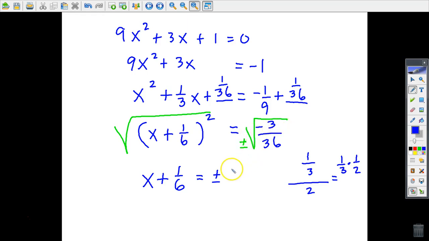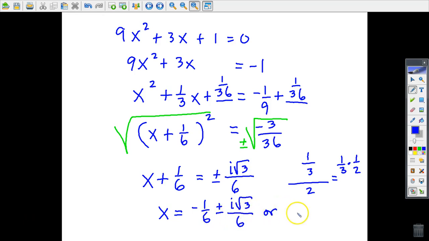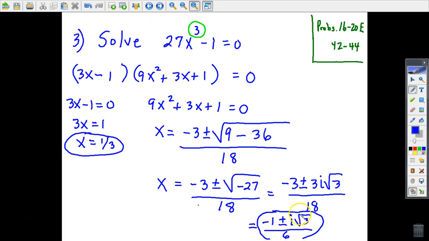the square root of negative 3 is i square root of 3. And the square root of 36 is 6. So to finish this off, I'm going to get negative 1/6 plus minus i square root of 3 over 6. Or, if I put it all over common denominator 6, erase this so you don't get confused, you can just put these numerators together, negative 1 plus minus i square root of 3 all over 6, which is what we got using the quadratic formula.